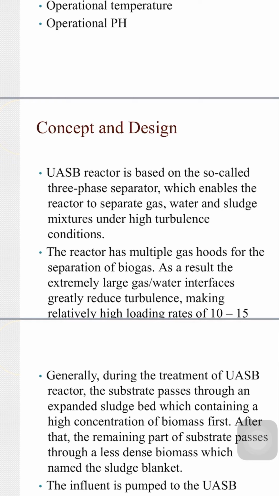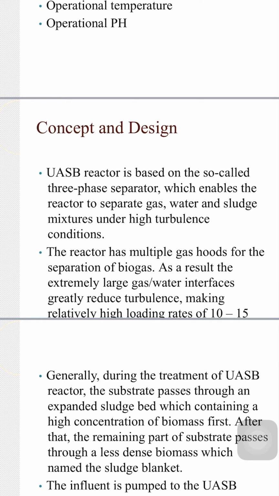The USB reactor is based on a so-called three-phase separator. There are mainly three parts in the reactor, which enable it to separate a gas, water and sludge mixture under high turbulence conditions. One part separates the gas, the second separates the water, and the third separates the sludge mixture.